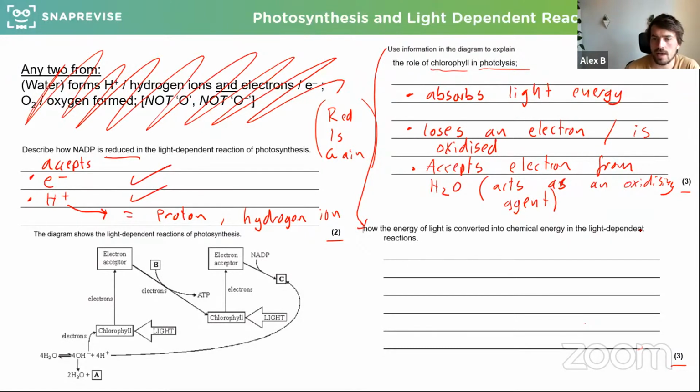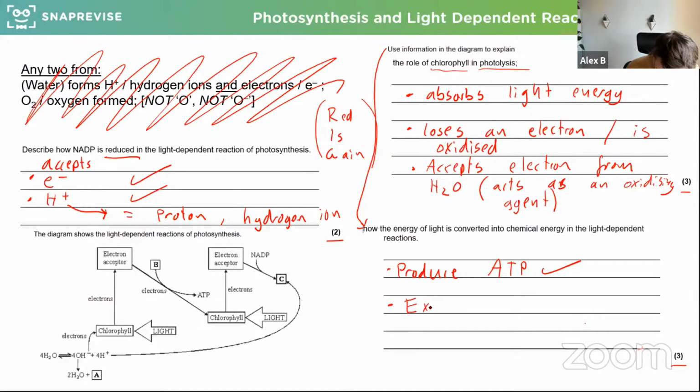So how are we making chemical energy here? What form is the chemical energy in that we make in the light-dependent reaction? In the light-independent reaction, the chemical energy we make is glucose. But in this one, we've just created ATP. So, produce ATP, that's worth a mark. And basically explain how it happens.